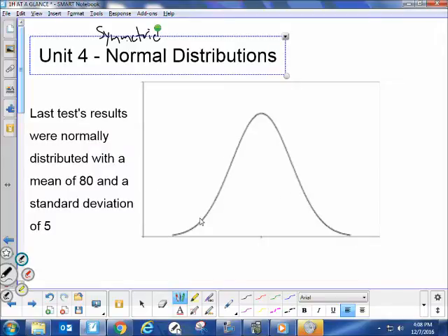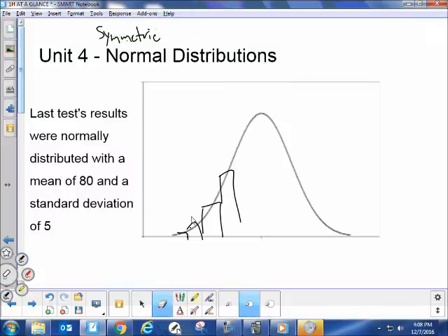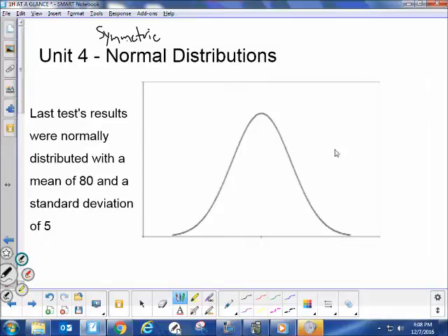Now, this is like a histogram. Okay, so if you did a histogram, the bins would fall like in here, but we kind of use this curve to show the density of all of our data. Okay. Now it's important to know that 100% of our data is underneath this curve. Now it's best with normal distributions to talk about a specific example. So let's say last test results were normally distributed with a mean of 80 and a standard deviation of 5.